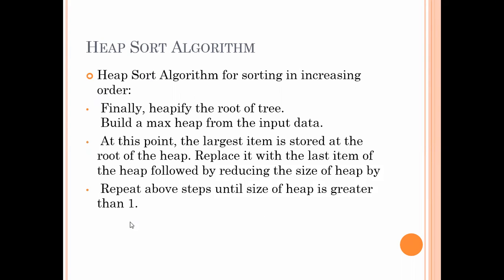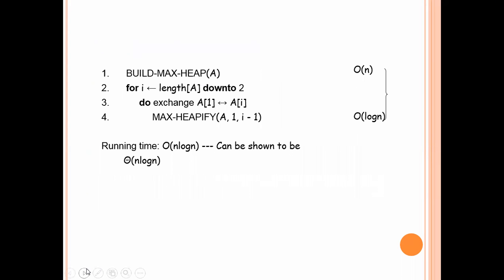The algorithm will be clear after seeing the example, so we'll revise it again. What exactly is the algorithm? We have to arrange in ascending order. So first of all, heapify the root of the tree and build a max heap from the input data. How we are going to do this, we'll see using one particular example. This is the pseudo code of that algorithm.